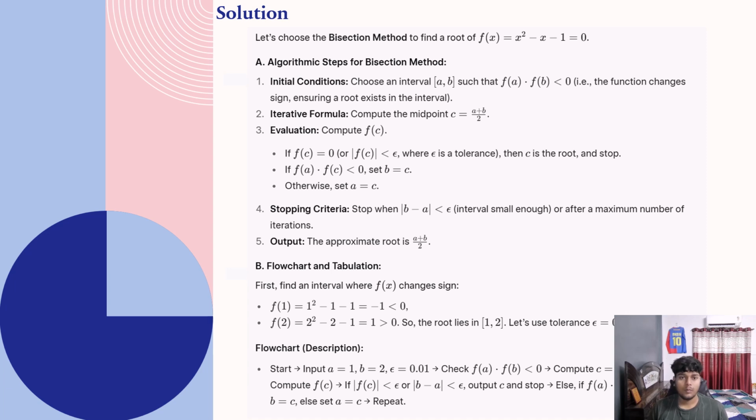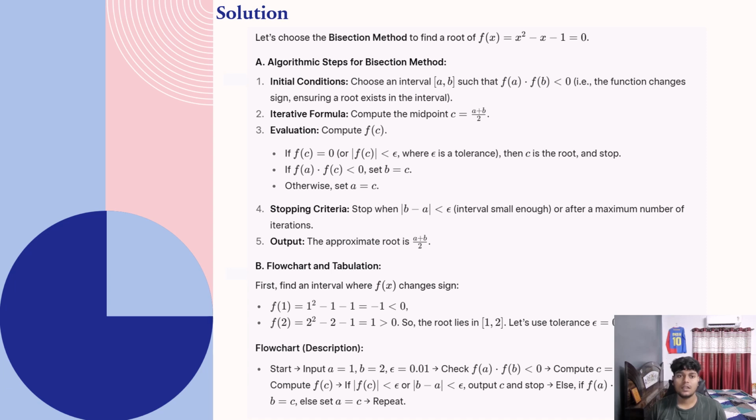Algorithm and flowchart for the bisection method. The bisection method finds a root in an interval [a, b] where f(a) and f(b) have opposite signs, ensuring a root exists. The algorithm starts by checking if f(a)·f(b) is smaller than 0. If true, we compute the midpoint c = (a + b)/2 and evaluate f(c). If f(c) is below a tolerance, or the interval [a, b] is sufficiently small, c is the root.